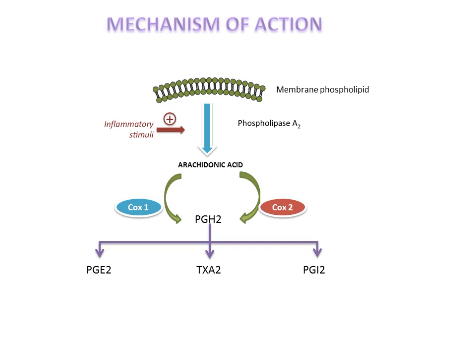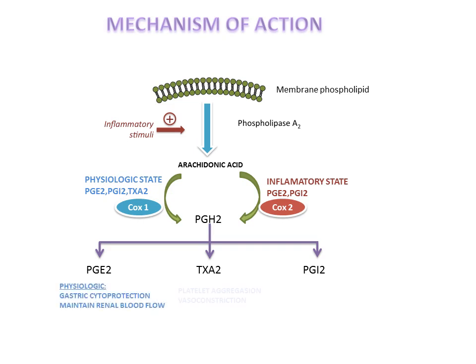PGH2 is then converted to PGE2 through prostaglandin isomerase, thromboxane A2 via thromboxane synthase, and prostacyclin PGI2 through prostacyclin synthase. COX-1 is responsible for the physiological production of prostaglandins PGE2, prostacyclin PGI2 and thromboxane A2, whereas COX-2 causes the production of prostaglandins PGE2 and prostacyclin PGI2 in sites of inflammation and chronic disease.